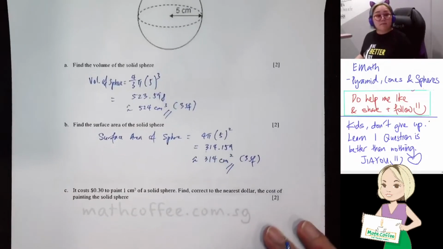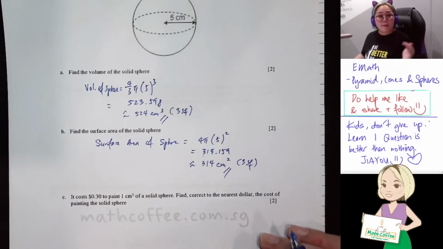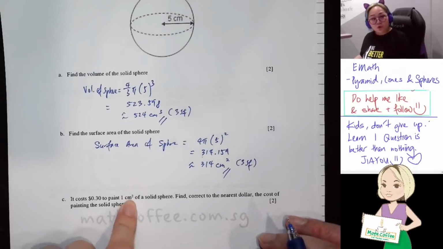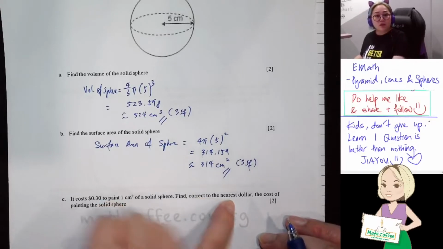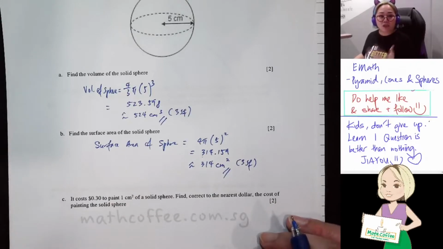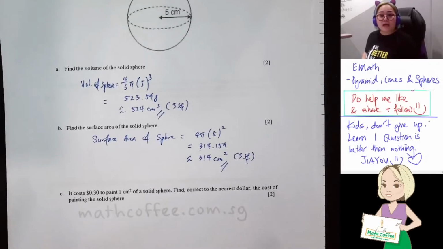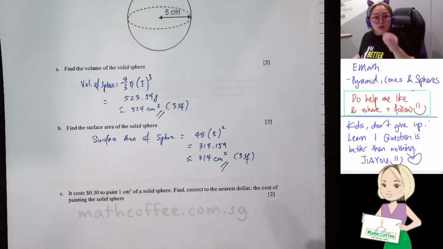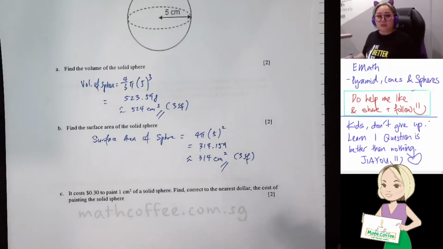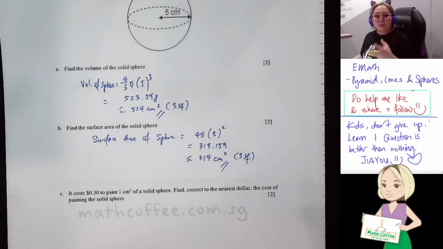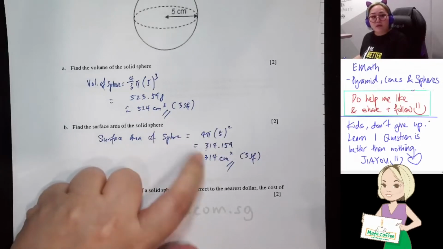Now they say I need to paint the sphere. They tell you it costs 30 cents to paint 1 cm squared. So they say find, correct to the nearest dollar, the cost of painting the solid sphere. You see, a lot of times students read the question and feel very dry, I don't know how to do. When I read the question, I try to visualize in my head. So you visualize you paint the sphere. They're talking about 30 cents per cm squared. And I already calculated my cm squared.